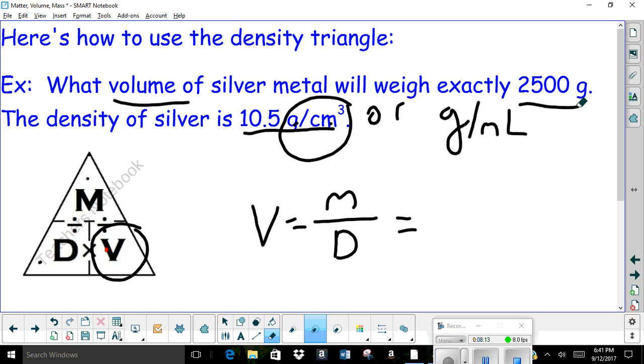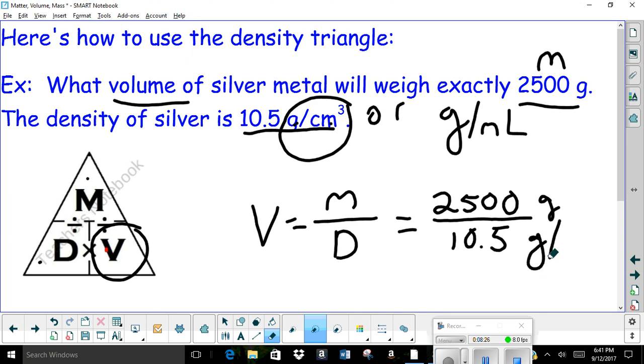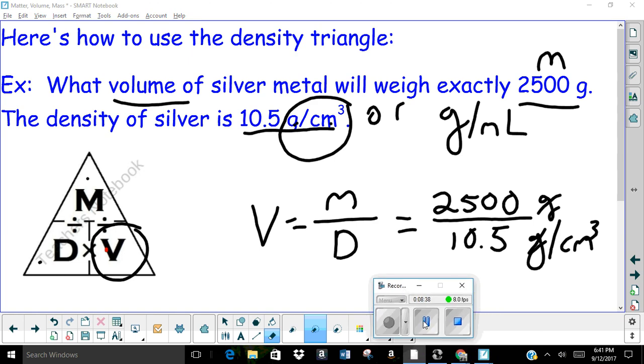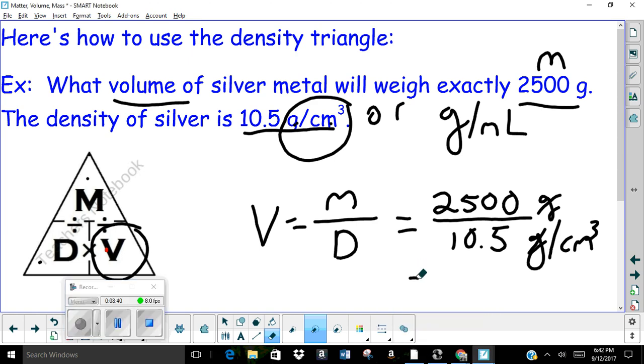Fill in my variables. Mass is 2,500 grams. Density is 10.5 grams per cubic centimeter. Grams can cancel out, leaving me with cubic centimeters. And then I have 2,500 divided by 10.5. And I get 238.095 and a bunch of other decimal places.